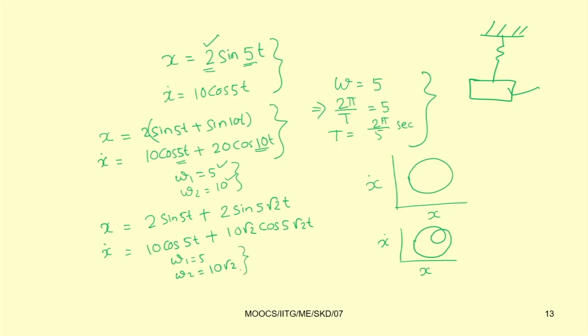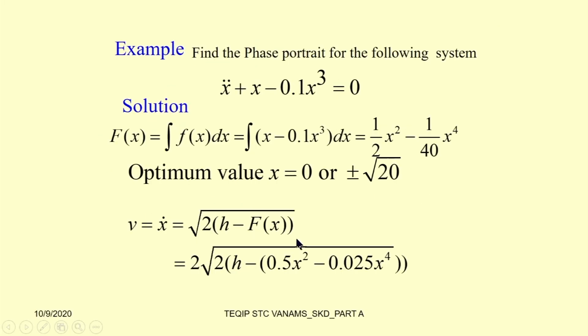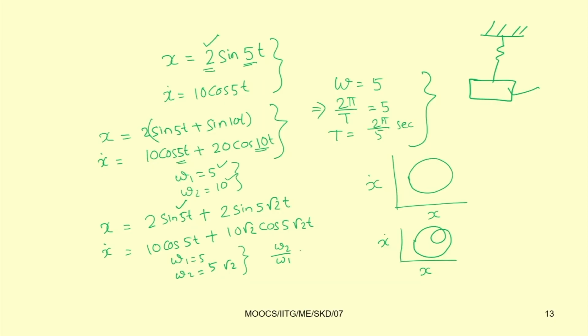So if you see the ratio, omega 2 by omega 1, with omega 1 equal to 5 and omega 2 equal to 5 root 2, the ratio is equal to root 2. Root 2 is an irrational number. So in the earlier case the ratio is an integer, but here the ratio is an irrational number. If the ratio is an irrational number, you will get a response that will look like this.